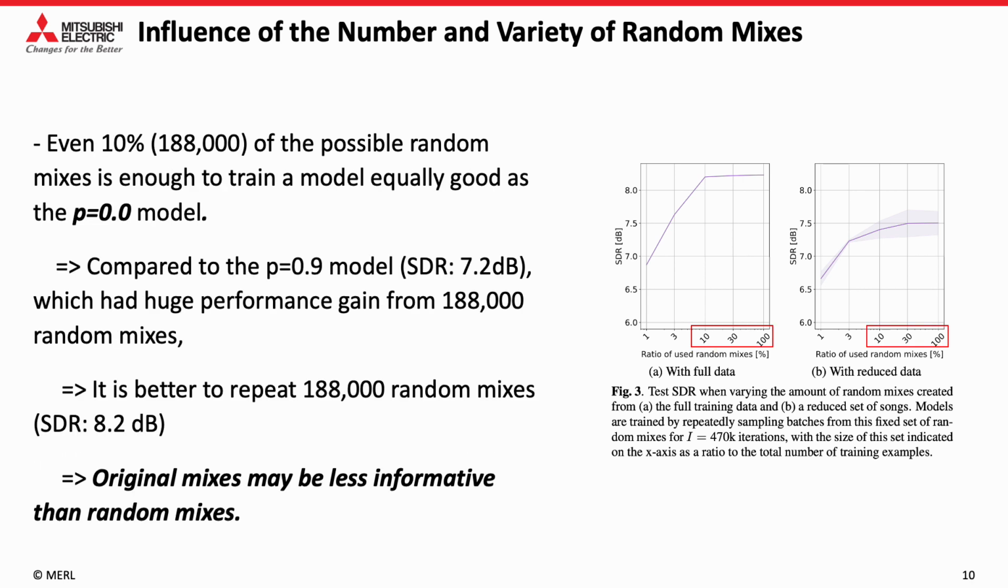What we found here is that even 10% of the possible random mixes is enough to train the model equally as good as the P equals 0 model, which was trained with 2 million different random mixes. This trend was found both in figure A and B, and in figure A, compared to the P equals 0.9 model from the previous slide, which had a huge performance gain from 200,000 random mixes, we found it is better to just repeatedly use 200,000 random mixes for training. So we guess original mixes may be less informative than random mixes in this section.